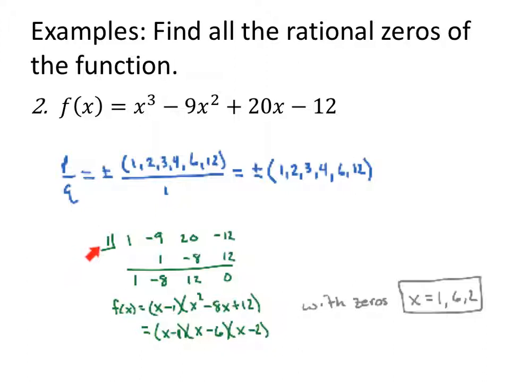Once I know x equals 1 is a 0, I can write it in factored form, x minus 1. This was an x cubed, so my quotient will be x squared minus 8x plus 12. And this is a quadratic that I'm able to factor. Two things that multiply to be 12 that have the same sign. We know that sign is negative, and they add to be 8. So it must be x minus 6 and x minus 2. Therefore, my zeros are 1, 6, and 2.